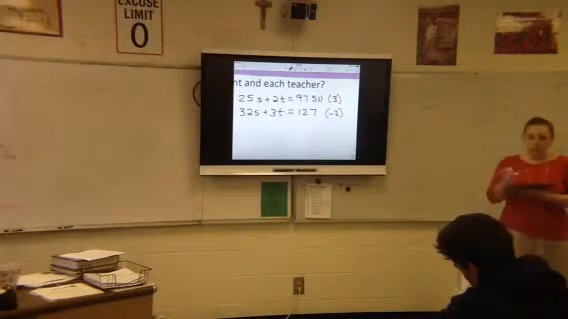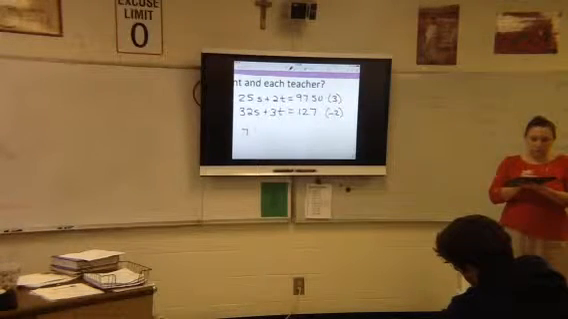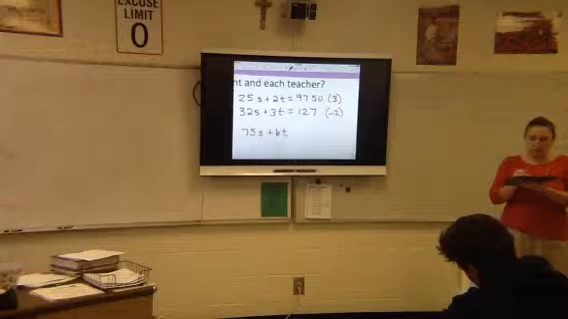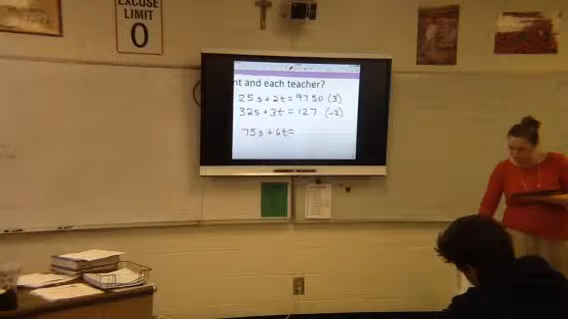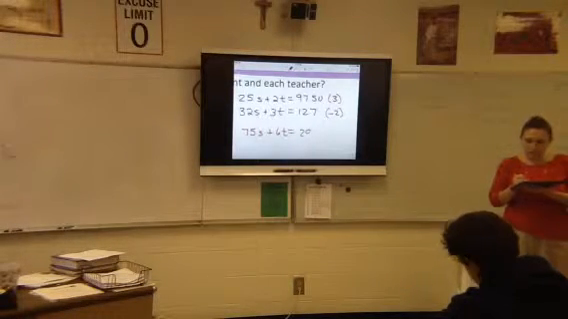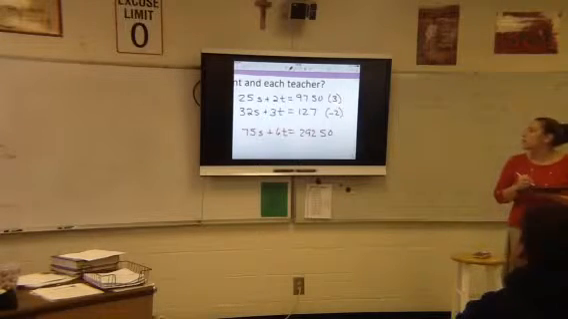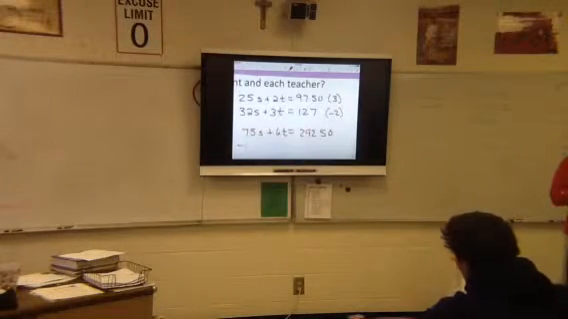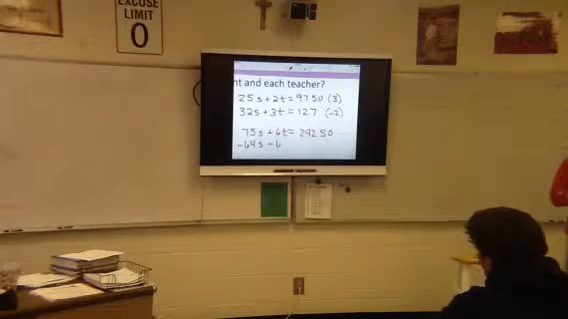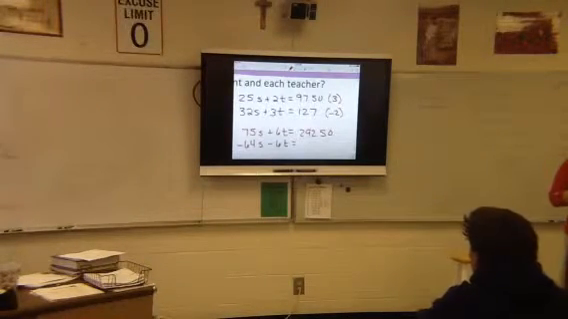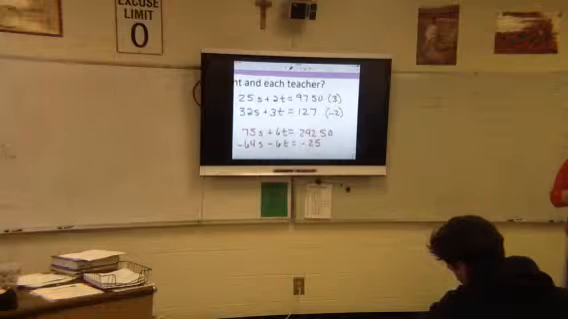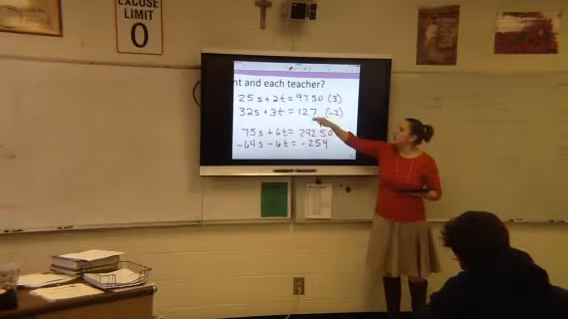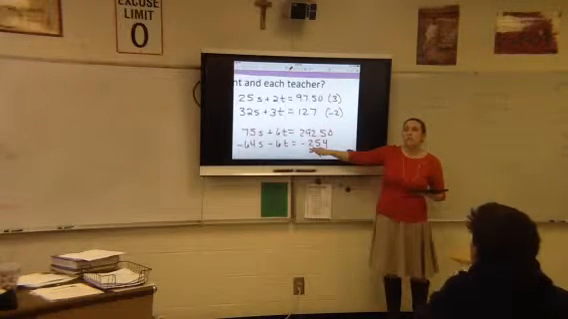What's 25 times 3? 75. So 75S plus 6T equals 97.50 times 3, which is 292.50. Now we're going to multiply the bottom by -2. So -64S, -6T, and what's 127 times -2? -254.